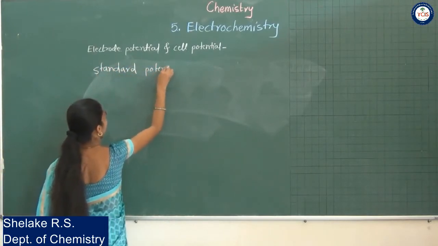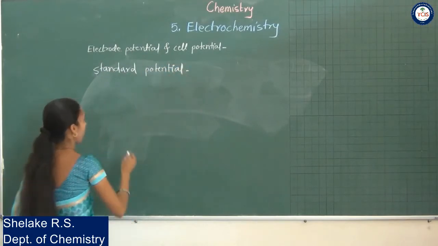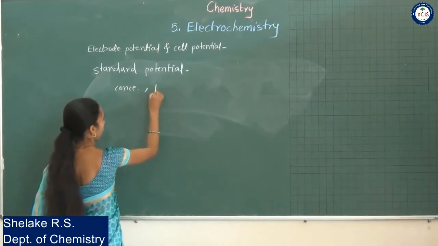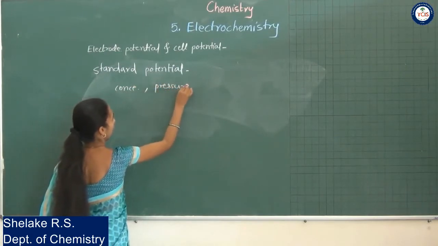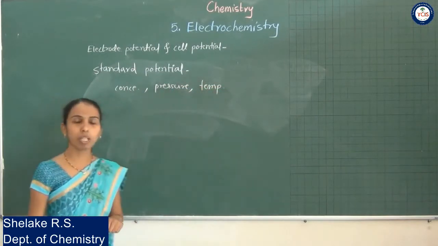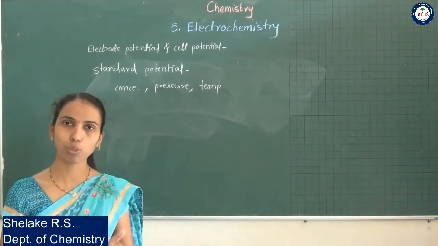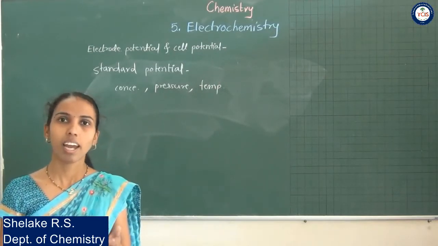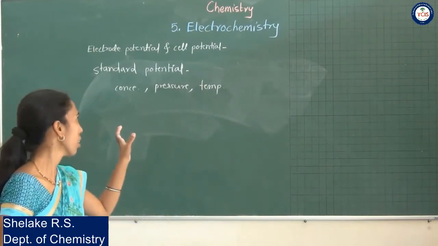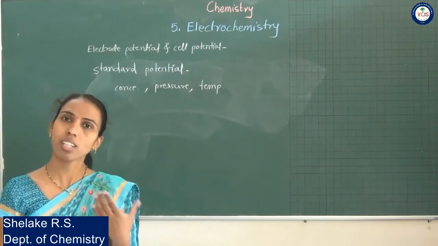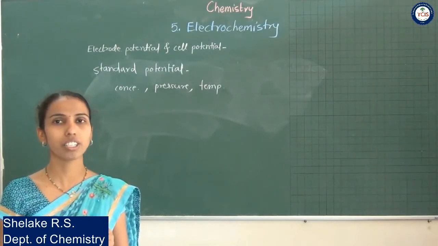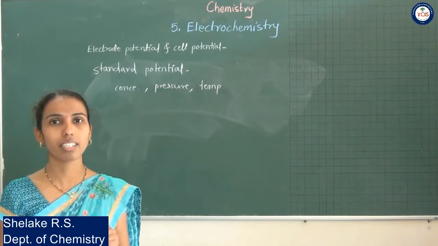See here, the cell potential depends on the concentration of solution, another one is the pressure of gases, and the temperature. Okay, so the cell potential depends on the concentration of solution, pressure of gases and the temperature. Now this cell voltage or the cell potential, when measured at a standard state condition, is called the standard cell potential.